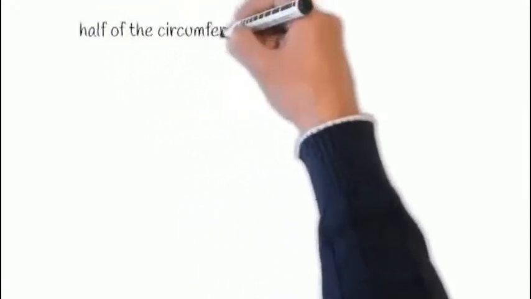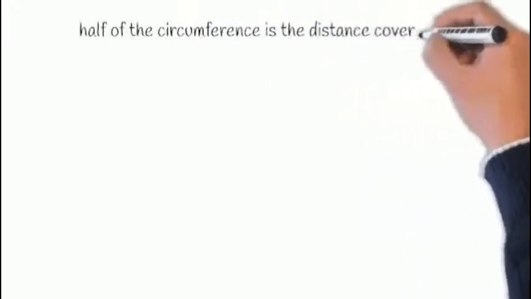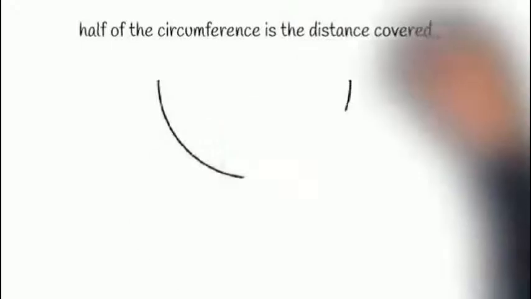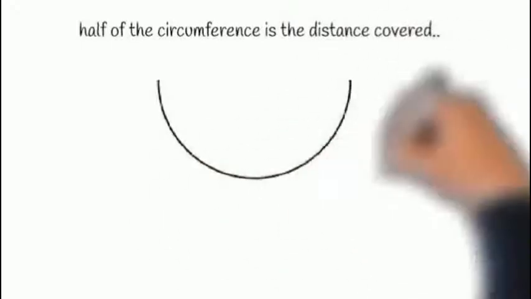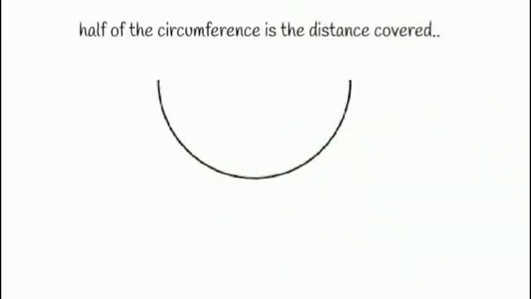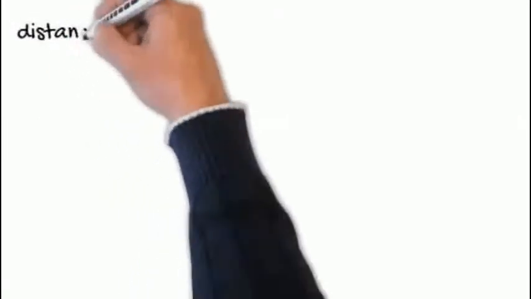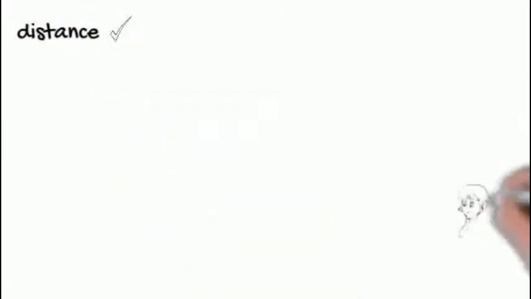The distance covered by the ball is half of the circumference of the wheel. Didn't get it? Let me make it clear. Put a rope along the path traveled by the ball. You will see the half of the circumference is covered. And that would be the distance. It's that simple. Remember this example, we will come back to this in a while. I hope you understand what is the meaning of distance.